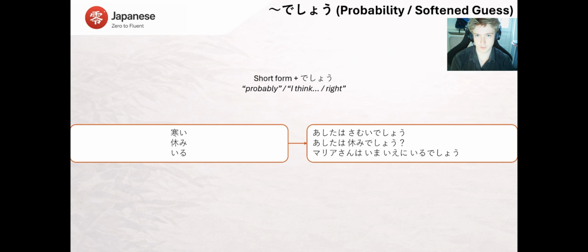いる, which is the verb for to be, for things that are moving and alive. So Maria-san is obviously alive and moving. She is a girl. マリアさんは今家にいるでしょう. So you're guessing that she's probably at home. That's why she's not with you at work or something right now. マリアさんは今, so now, 家, at home, に, so at, いる, and that's to be, でしょう. So you're guessing that she's probably at home right now.